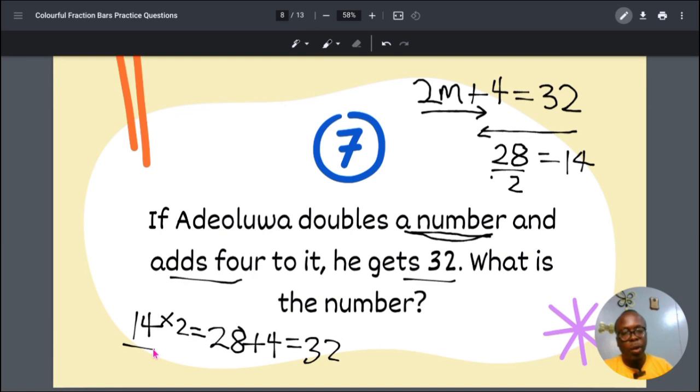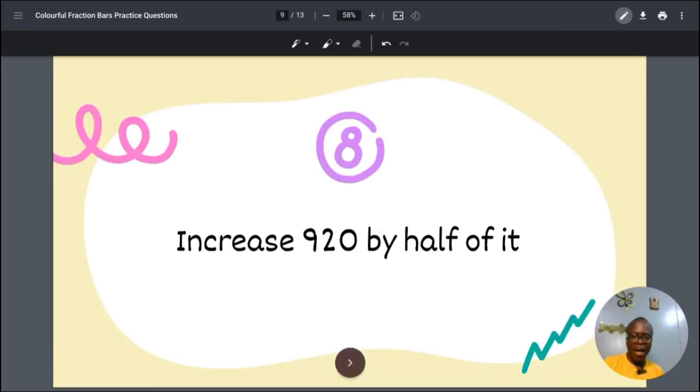Imagine I had gotten 20, for example. If I am to check, I'll say 20 times 2, since 20 is going to double, that will give me 40. And add 4 to it, that will give 44. And it's not the same as 32, so it's a wrong one if I had gotten anything other than 14. So 14 is our right answer there. And I hope you got that. So if you did not, just go back, listen to it again, this time more carefully. Let's go to number 8.